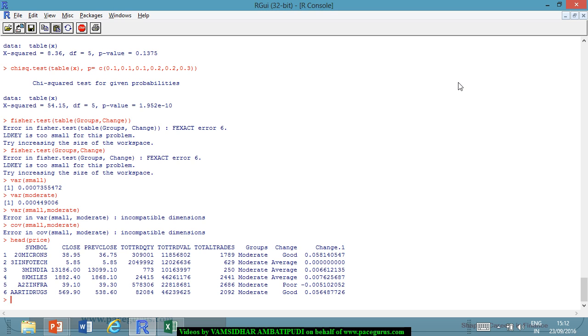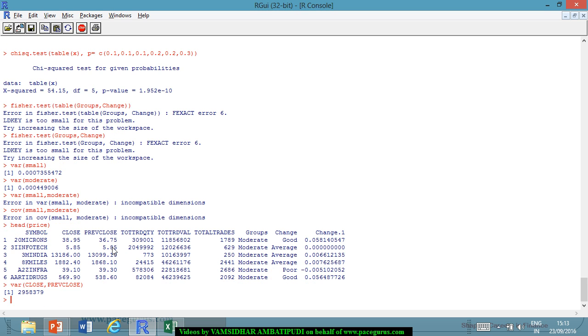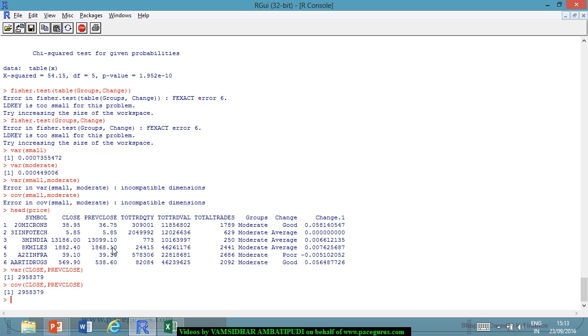We'll try to find out the correlation between close and previous close. Both are quantitative variables. If I take the var function between close comma prev close, this is giving me covariance 2958379. With the same logic, if I use the cov function also, I should get the same result. So either I use the var function with comma-separated variables, or I can use cov as a function. Either of them will give me the same covariance.